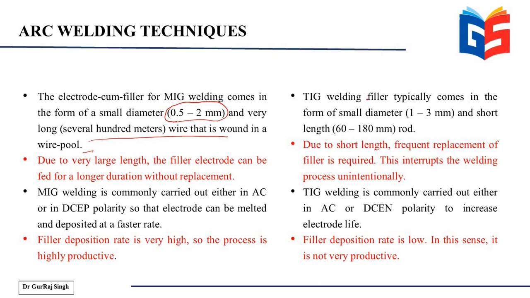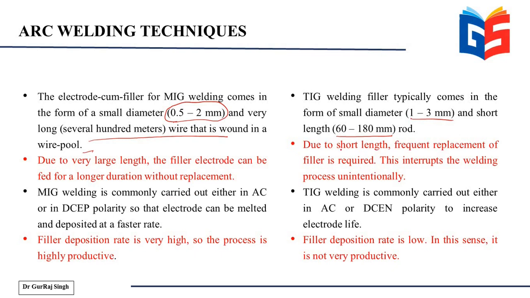But in case of TIG welding, the welding electrode is of a diameter from 1 to 3 mm, but it has a short length of 60 to 180 mm. So why? Because it is not being fed here, it is not being consumed. Secondly, due to a very large length, the filler electrode can be fed for a longer duration without replacement. But on the contrary, due to the short length, frequent replacement is required for the tungsten electrode.